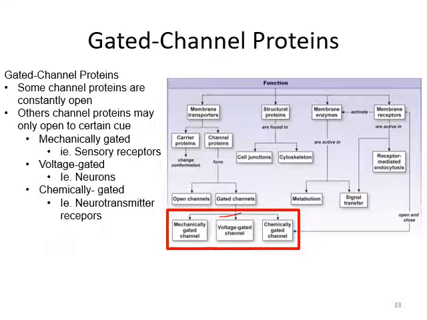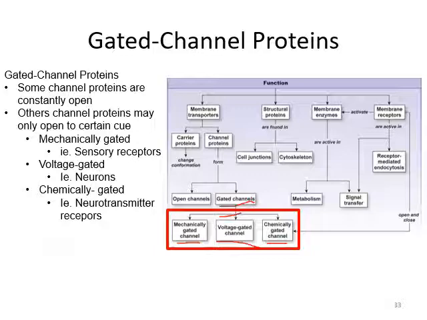And what you need to realize now is that gated channels are channels that are closed, and then a cue, which could be a mechanical cue, a voltage cue, or a chemical cue, opens the channel. When the channel is closed, molecules cannot move through. But when the channels are open, now the molecules, whatever ion or so forth, can move through the channel. We will get into mechanically, voltage, and chemically gated channels later on.